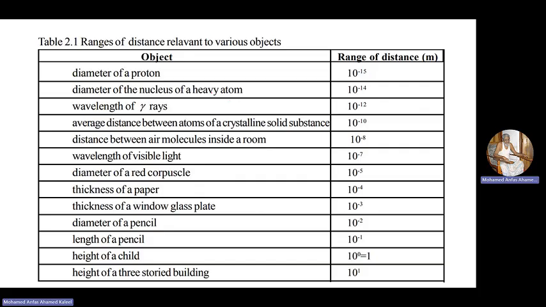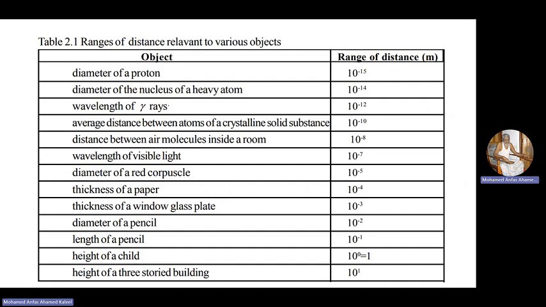And the next one is the diameter of the nucleus of a heavy atom. You may know that the nucleus is the dense and central part of the atom. That is the next range, in the 10 to the power minus 14 meter range.